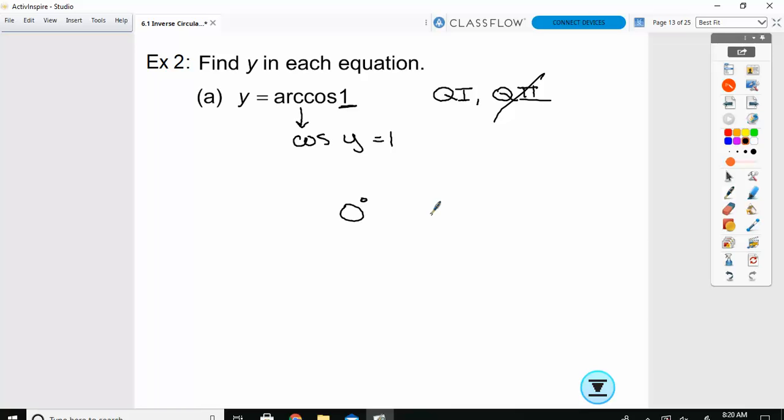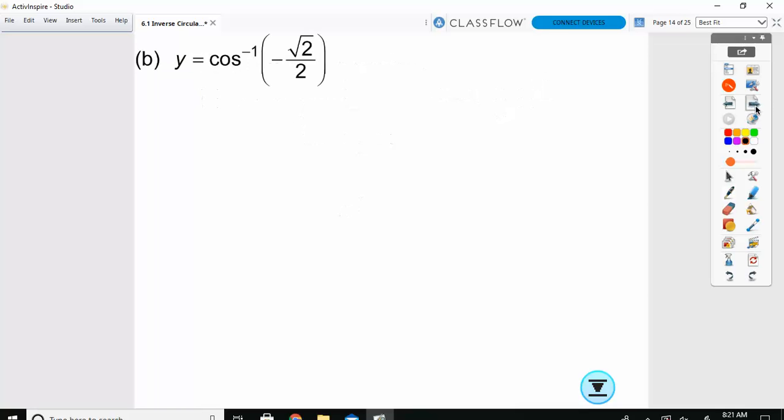Next one. Cosine inverse of negative radical 2 over 2. As soon as I see cosine inverse, I know I can be in which quadrants? 1 and 2. If it is negative, which quadrant? 2. Okay, so this means cosine of something equals a negative radical 2 over 2. When is cosine radical 2 over 2? 45 degrees. What's 45 degrees in quadrant 2?